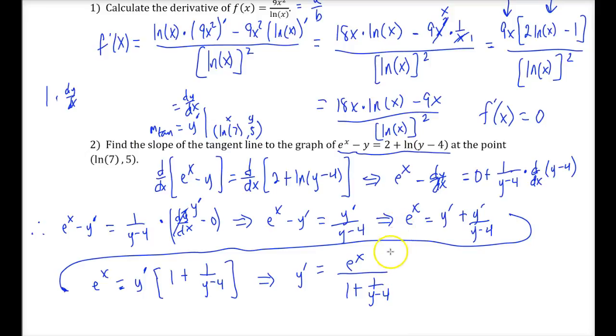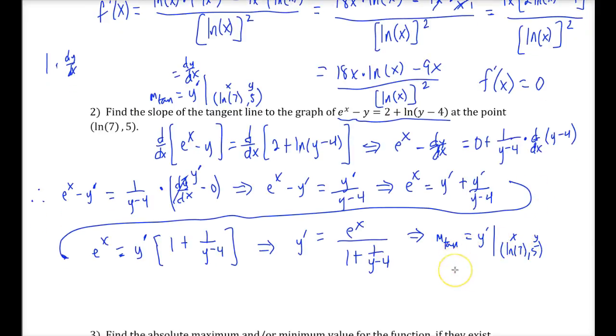Not necessary though. So now we know what y prime is, and this would imply that the slope of the tangent line is going to be the same as y prime evaluated at the point natural log of 7, 5, where this is going to be our x, that's going to be our y. So let me scroll down a little more to give us some more room here.